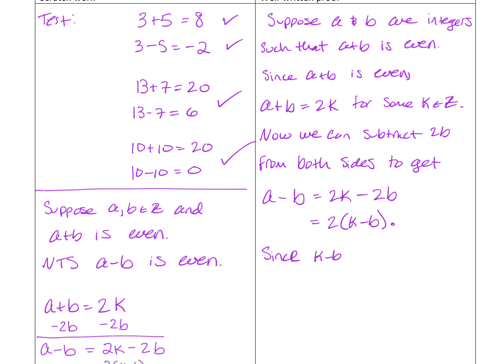Since k minus b is an integer, because k is an integer and b is an integer, both of those are stated earlier. b is an integer, k is an integer. The difference of integers is an integer. So since k minus b is an integer, a minus b must be even.